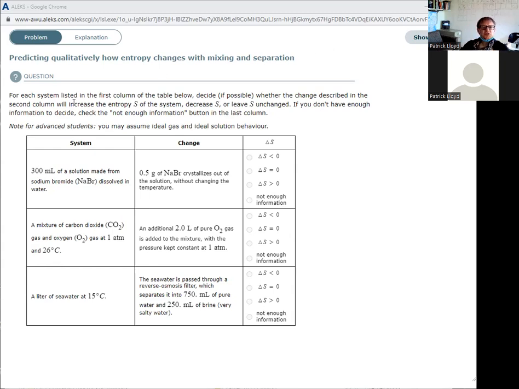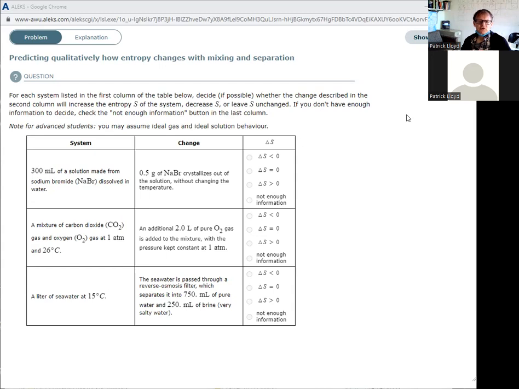Okay. For each system listed in the first column of the table below, decide, if possible, whether the change described in the second column will increase the entropy S of the system, decrease S, or leave S unchanged. If you don't have enough information to decide, check the not enough information button in the last column. Okay, let's take a look at the first one. 300 milliliters of a solution made from sodium bromide dissolved in water. That's your system. So imagine, sodium bromide may not be something that you ingest, but you do ingest sodium chloride, right? So a similar kind of situation, it's dissolved in water.